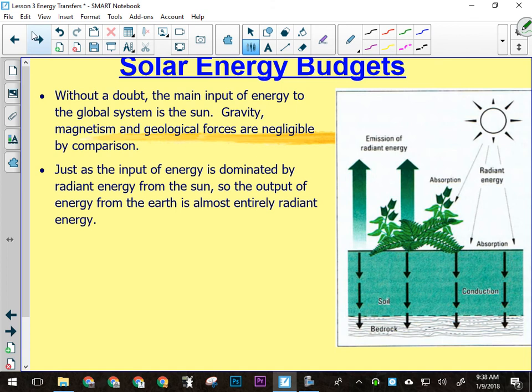Like we said here, the main source of energy is the sun. Gravity, magnetism, and geologic forces are negligible by comparison. That doesn't mean they're not important and can't do work, but by comparison to the amount of energy we receive from the sun every day, they're nothing.